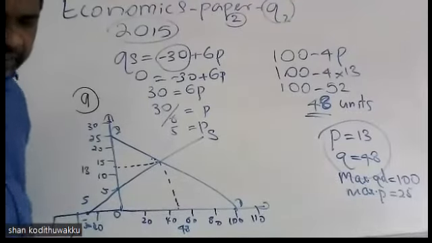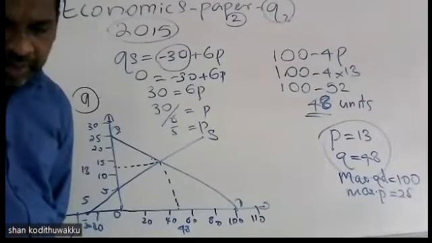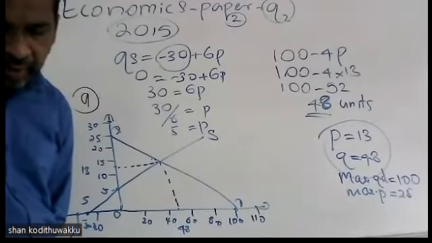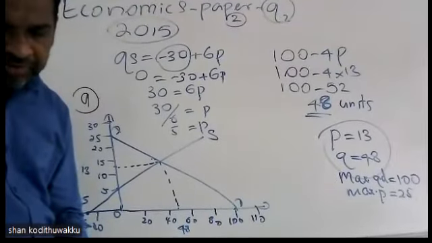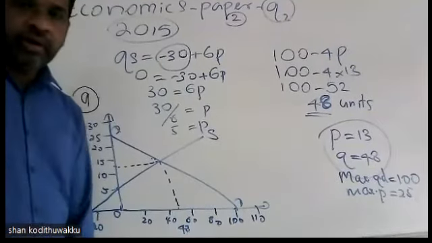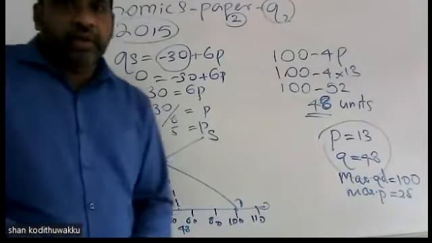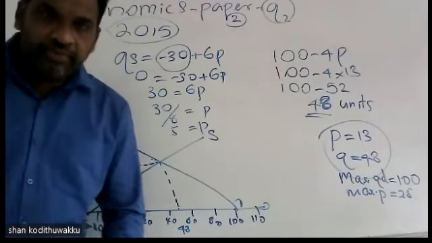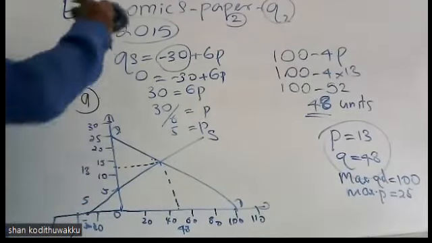Right. Next, part B of Roman number 5. Calculate producer surplus and consumer surplus at market equilibrium and show them on a graph. Calculate producer surplus and consumer surplus at market equilibrium. Show them on a graph. Right. Then you know what consumer surplus and producer surplus are.